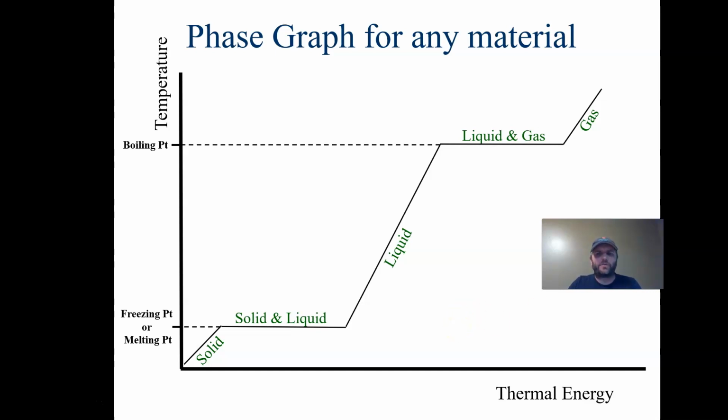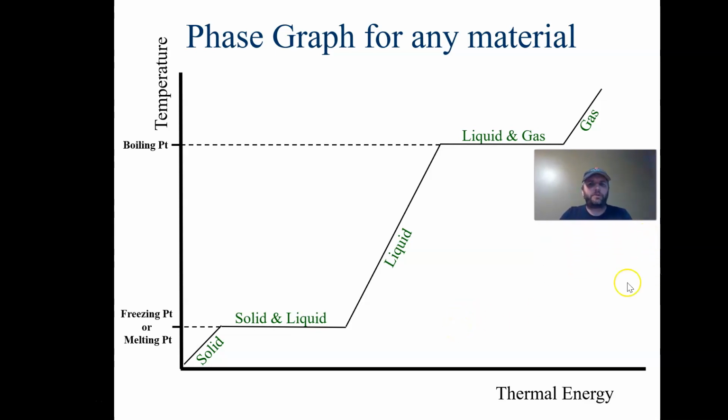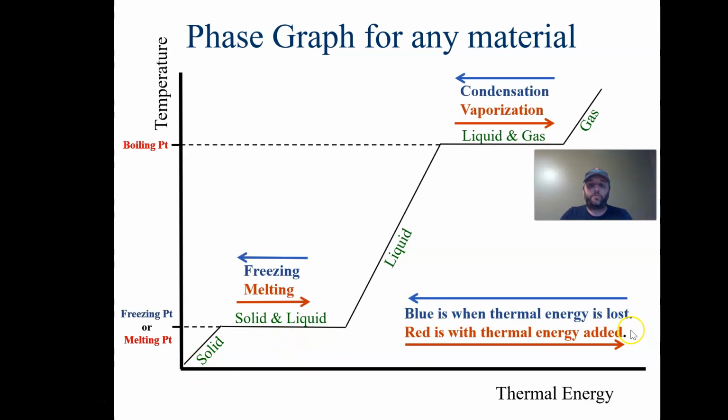Now you're saying, how could this possibly be both the melting point and the freezing point? Well, it depends on which way we're going with this curve. If we are adding energy to the material, then that means we started as a solid, and when we get to this point, it is melting as it changes from a solid to a liquid. Then the liquid increases in temperature until we get to the boiling point.